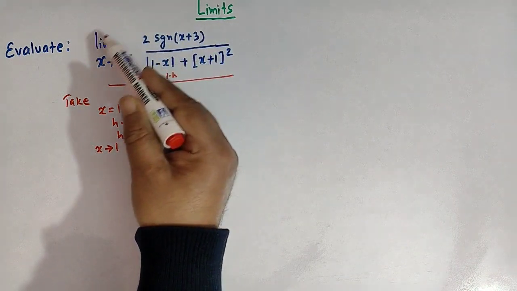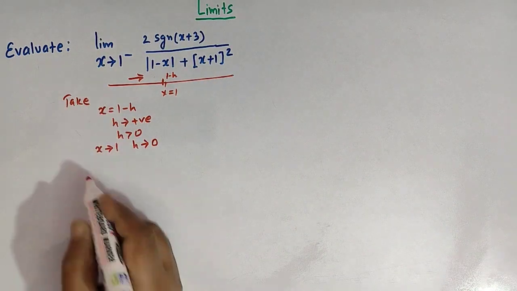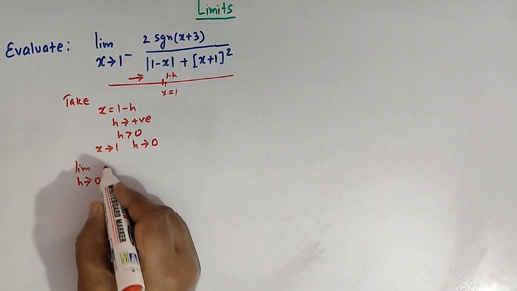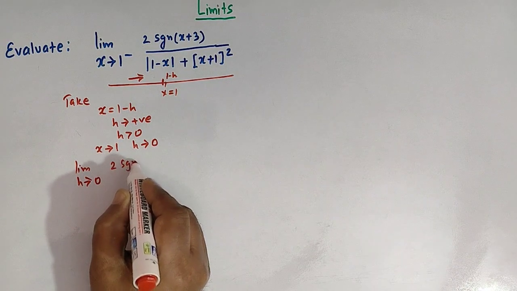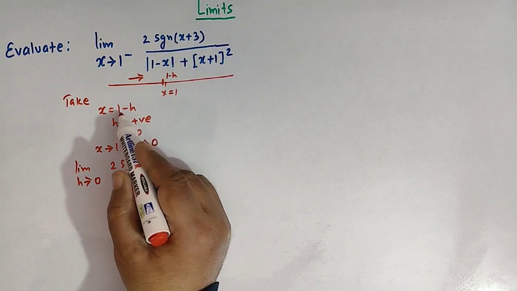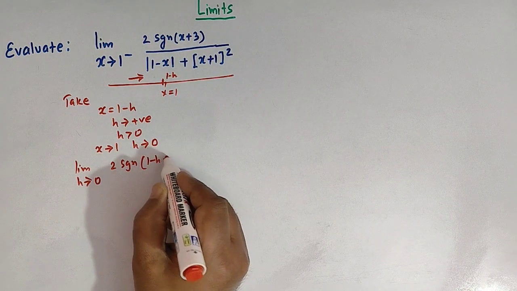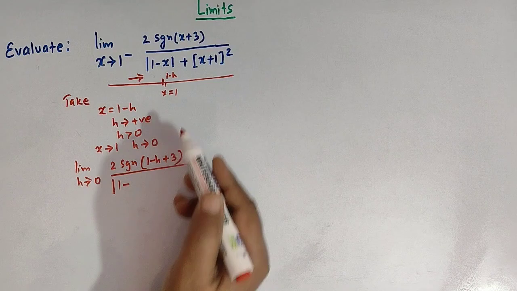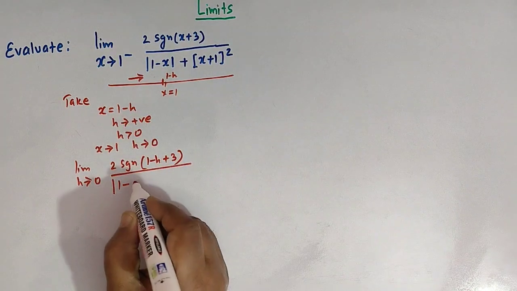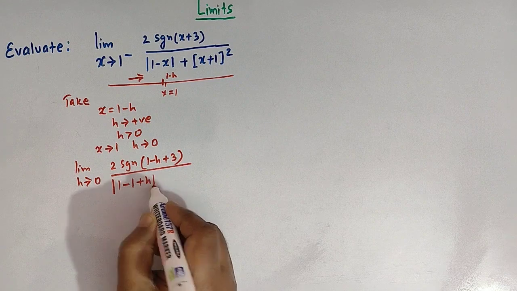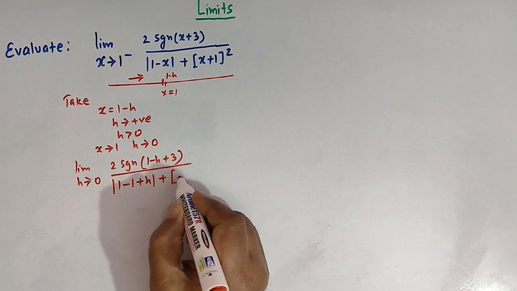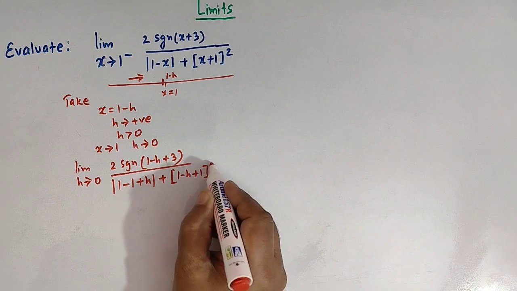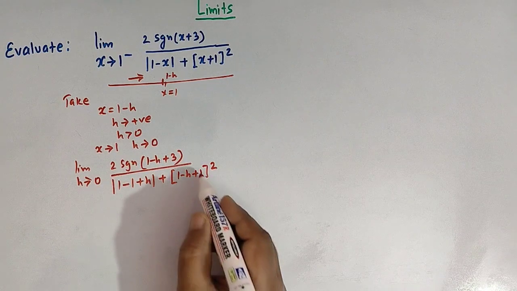Now this limit can be written in terms of h as limit h tends to 0 of 2 times signum of x plus 3. So x is 1 minus h, so we have 1 minus h plus 3, divided by mod of 1 minus x. For x we have 1 minus h, so we have minus 1 plus h, and then we have the greatest integer of 1 minus h plus 1, squared. So let us simplify this expression.